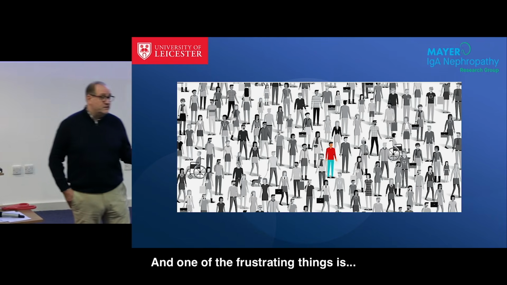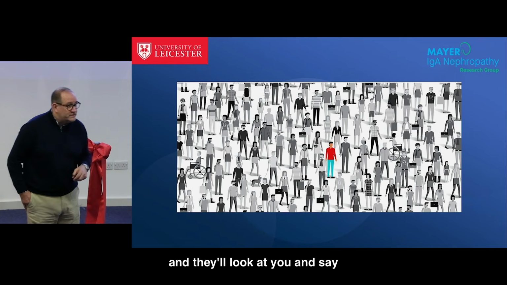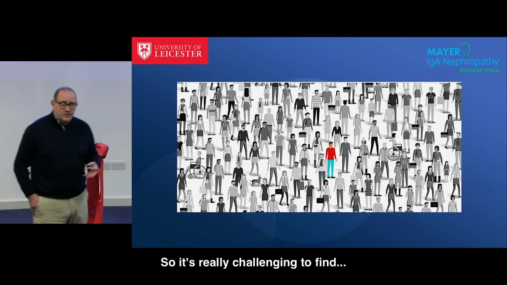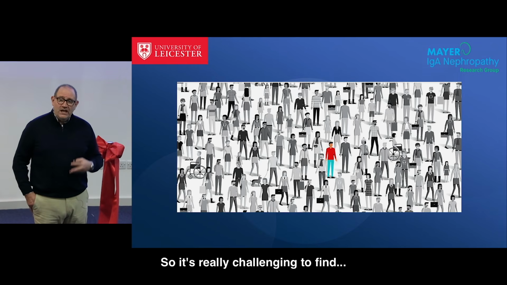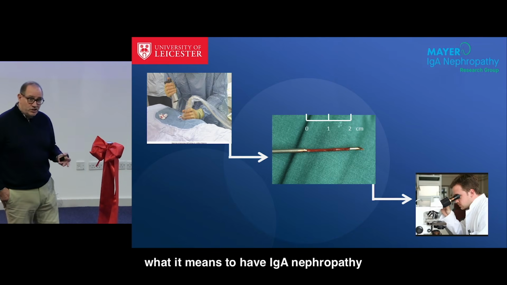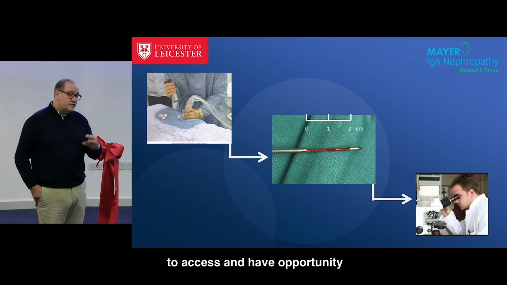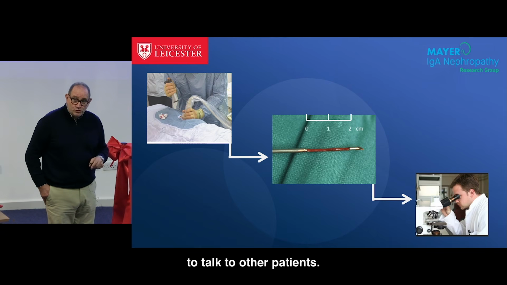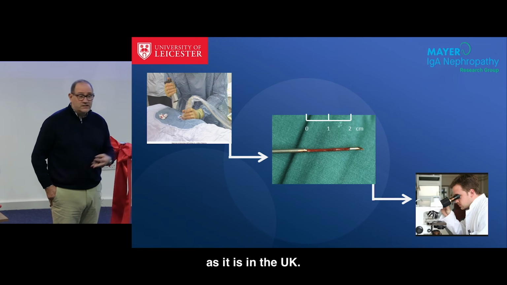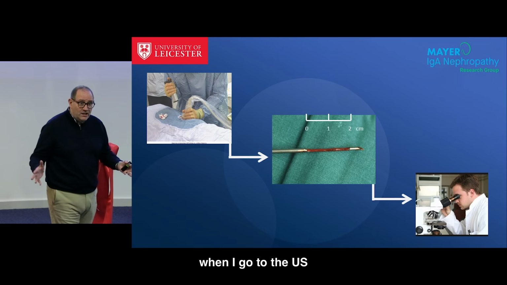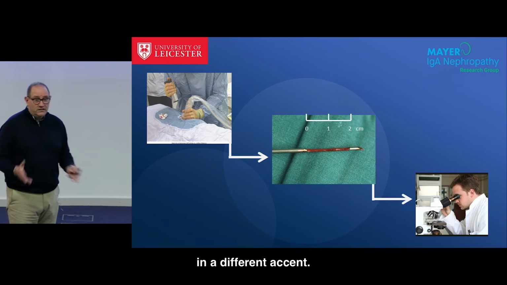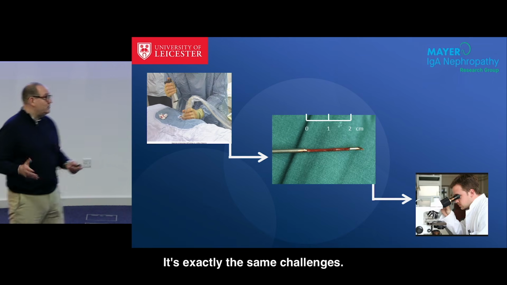And one of the frustrating things is you tell someone you've got IgA nephropathy, they'll look at you and say, well, you look completely fine. There's nothing wrong with you. So you hear that all the time. So it's really challenging for people to understand what it means to have IgA nephropathy. And I think one of the things is to have the opportunity to talk to other patients. Certainly this is no different in the United States than it is in the UK. Everything I hear here, when I go to the US and we go to the meeting that you guys run, I just hear it in a different accent. It's exactly the same challenges.